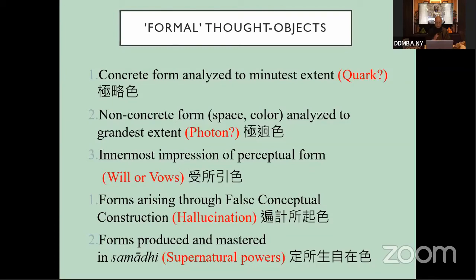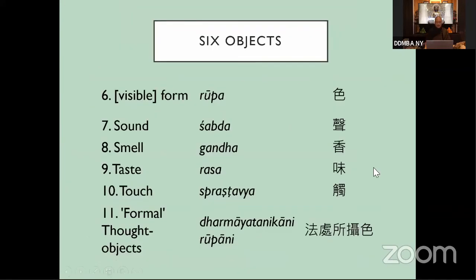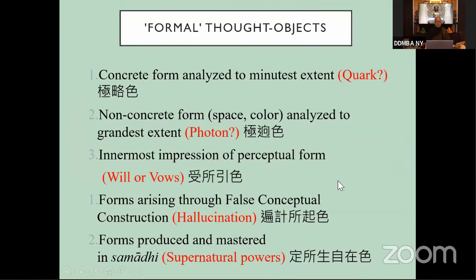Okay, so these five are called formal thought objects. We need to perceive this kind of thought object through the sixth consciousness, but they exist. So that's why it belongs to this one of the six objects.